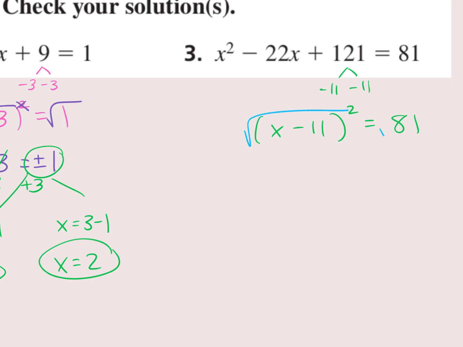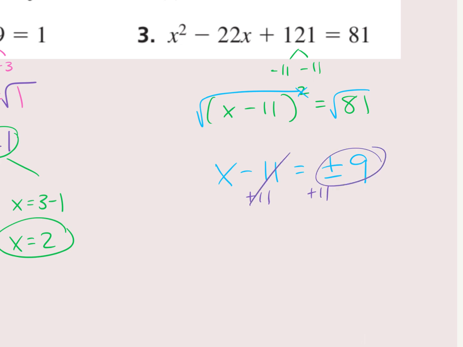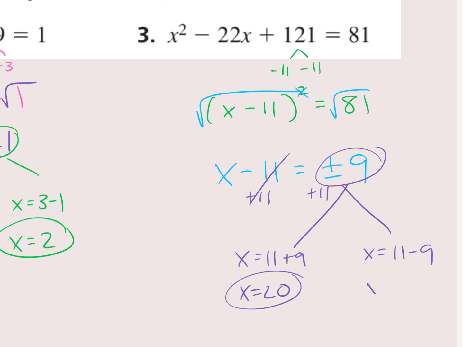Square root both sides, so it cancels out with the squared. So we have x minus 11 is equal to plus or minus 9. Perfect. What's next? Add 11. We can combine 11 and 9, so we got to split up the plus or minus 9. So we have x is equal to 11 plus 9, and x is equal to 11 minus 9. What's 11 plus 9? 20. And what's 11 minus 9? 2. So x is equal to 20 and 2.